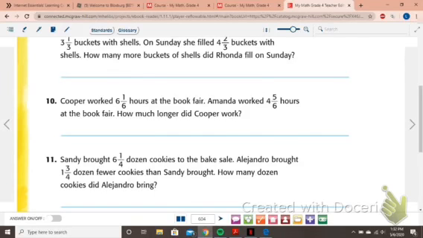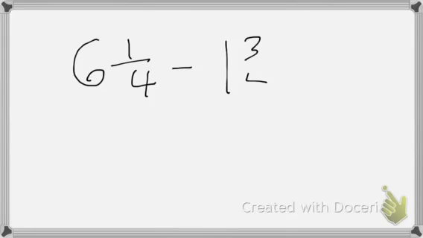So really what we have here is, because it says fewer cookies, that means you have to take 6 1/4 and subtract 1 3/4 from that. Then what you're going to end up getting is a mixed number, so a whole number and a fraction, and that's going to be how many dozen cookies Alejandro brought. So it's going to look like this: 6 1/4 minus 1 3/4.